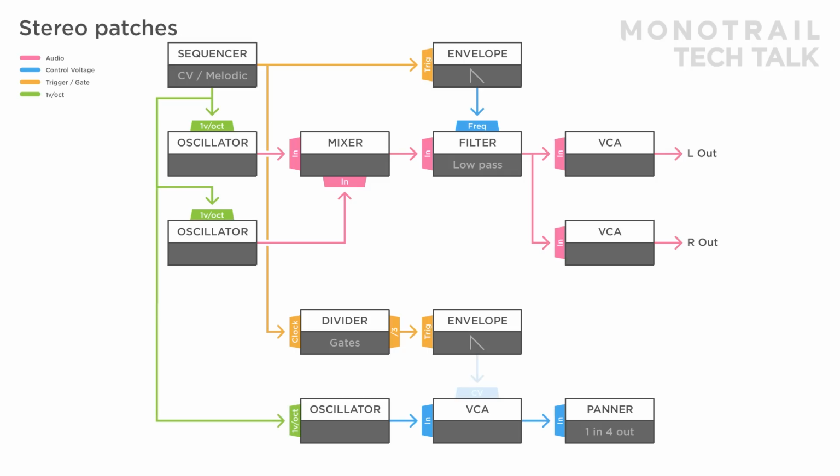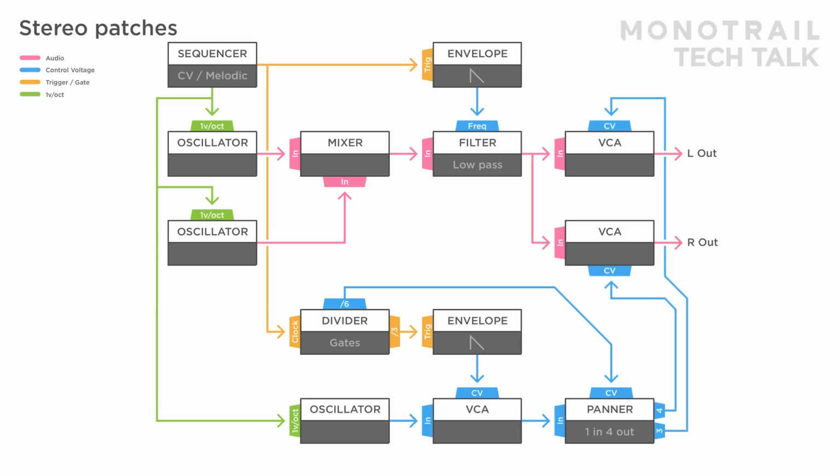The envelope is opening the VCA and the divide by 6 clock divider gate is modulating the panner from one output to the other. The outputs of the panner are used to modulate the left and right VCA. This creates a burst of amplitude modulation that alters between the left and right output.